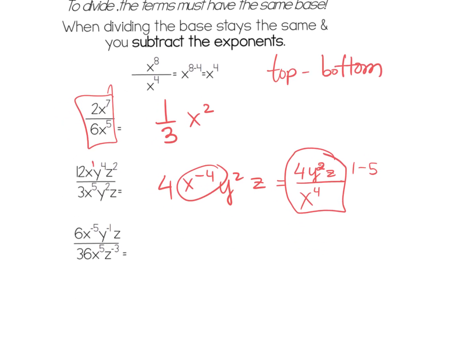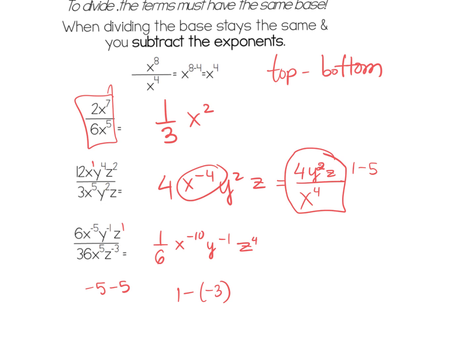All right, 6 over 36 simplifies to 1/6. x, negative 5 minus 5, you get x to the negative 10. y by itself, y to the negative 1. And z will be 1 minus negative 3, I mean 1 plus 3 is 4.